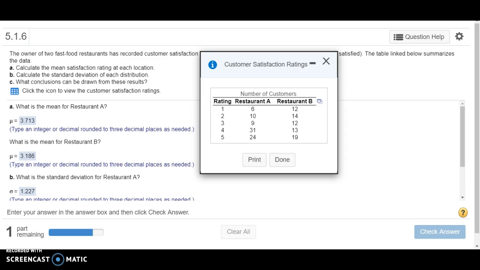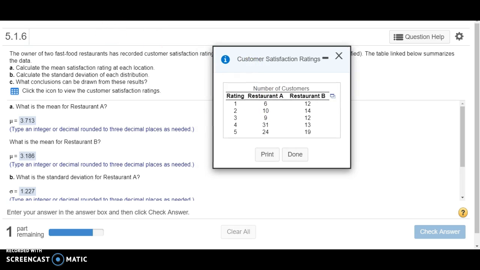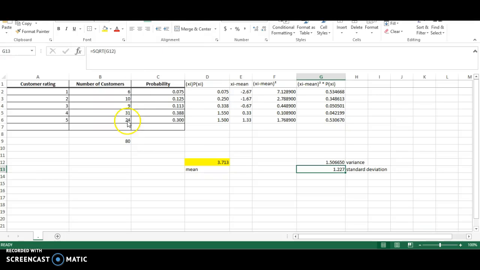Okay, so on this question, I didn't work restaurant B, I just worked restaurant A, and we know the ratings and the number of customers, so I've already put that into the table. Here's the ratings, here's the number of customers, so then we have to find the probability.